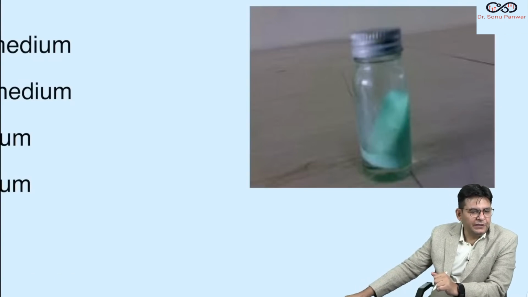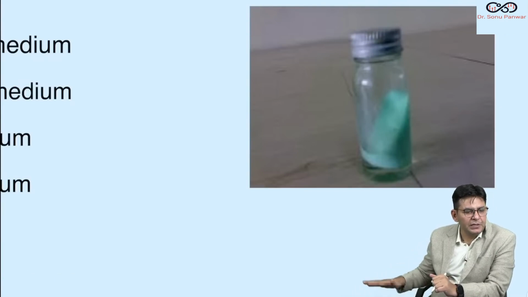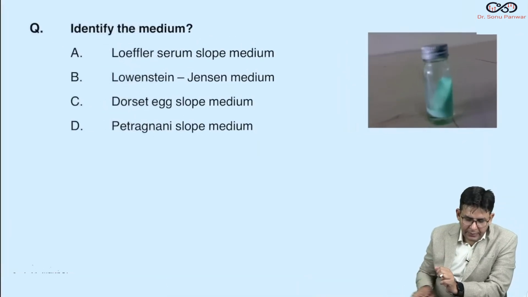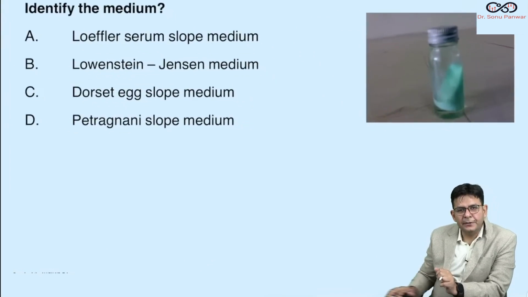Rough, tough and buff. Preeti, you're right here. Rough, tough and buff. And how much time do the colonies of Mycobacterium TB take to come on the Lowenstein-Jensen media? Can you tell me? No agar.